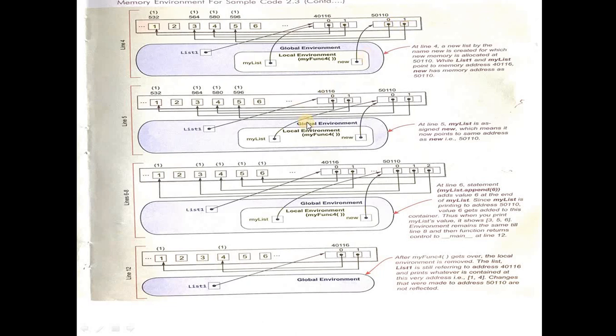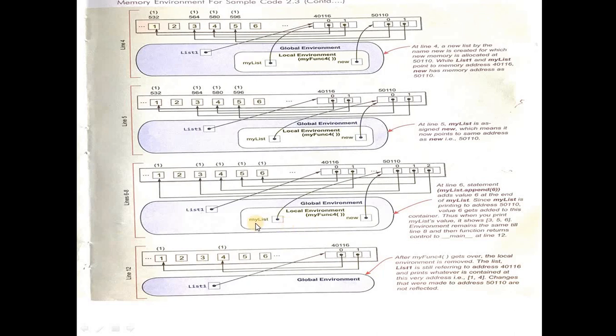The next step, when you are assigning my list equal to new, what is happening here? See this, here my list is pointing to 40116, and when you assign my list equal to new, my list is now pointing to new, which is 50110. Now you have disconnected list 1 and my list. It is now two memory locations.